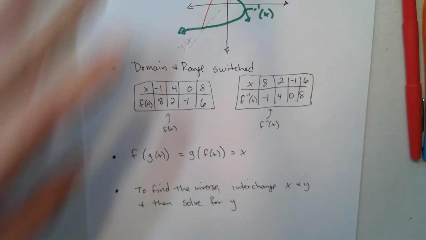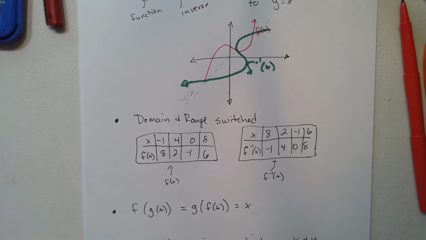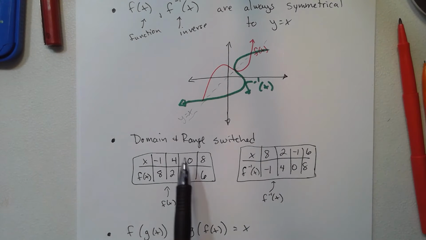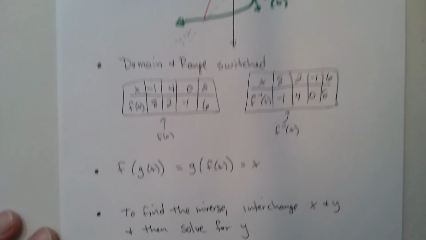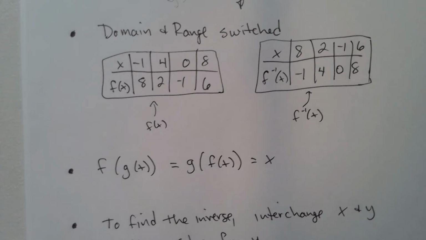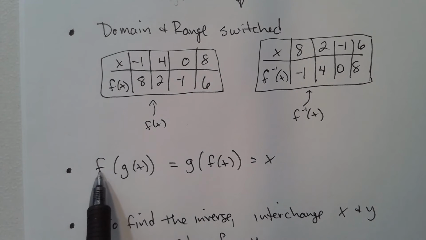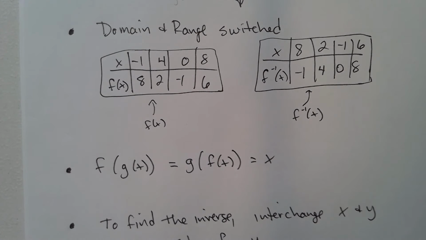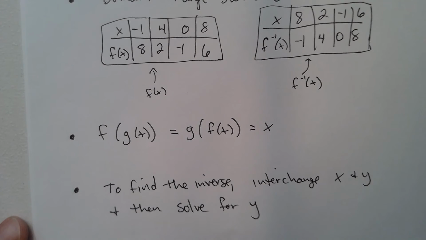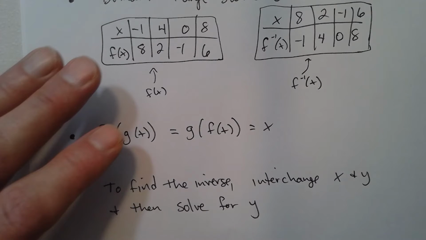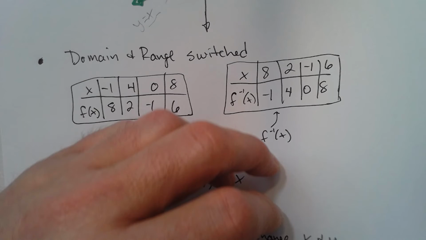Okay, so those are the 4 things. They're symmetrical with y equals x if we graphed them. The domain and the ranges switch. This must be true in order for them to be inverses: if you put g of x into f of x and f of x into g of x, you should get x. And then to find the inverse, you interchange x and y and solve for y. Alright, so here's my example.